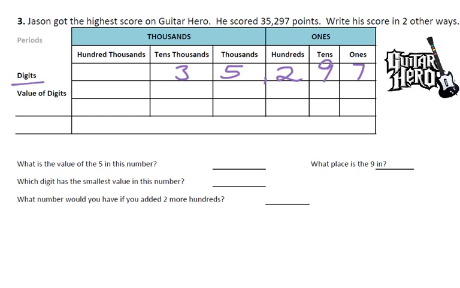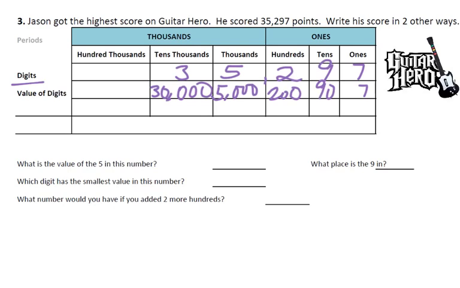So there's 35,297. So how much is a 7 in the ones place? It's just worth 7. A 9 in the tens place is worth 90. A 2 in the hundreds place is worth 200. A 5 in the thousands place is worth 5,000. And then a 3 in the 10,000s place is worth 30,000.